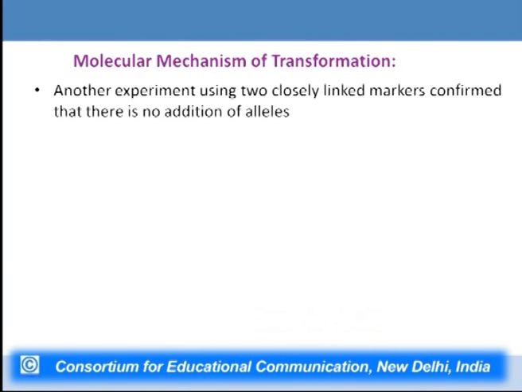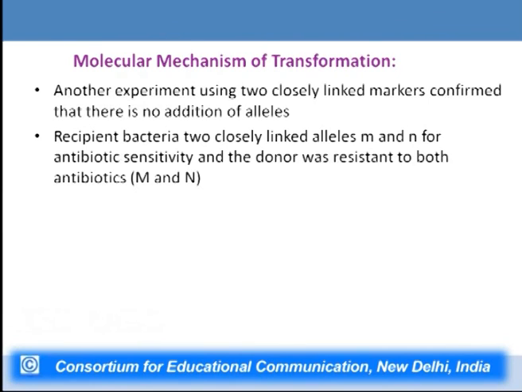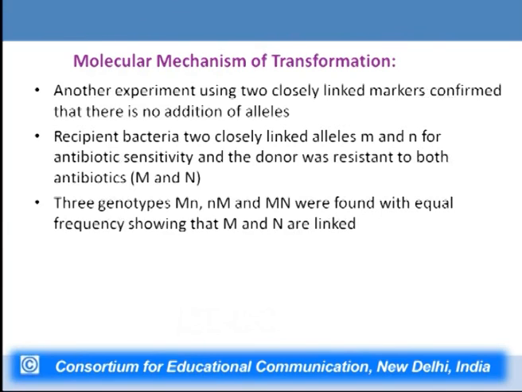The second experiment, which used two closely linked markers, confirmed that there is no addition of alleles. If there is a recipient bacteria which has two closely linked alleles, say small m and small n for antibiotic sensitivity, and the donor was resistant, capital M and capital N, then three possible genotypes can be formed as shown in the slide, and these were found with equal frequency, which shows that M and N genes are linked.